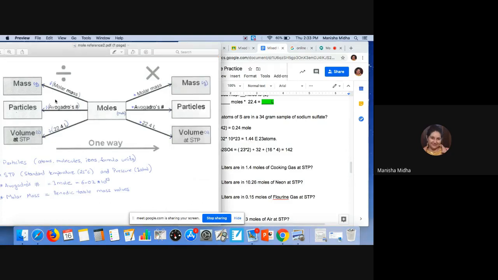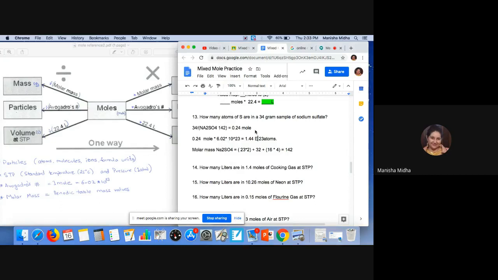So one more time, roadmap: mass to moles, you go down, and moles to particles, you go this way. First you divide, then you multiply. First time, you divide by molar mass. Second time, you multiply by 6.02 times 10 to the power 23. And we travel from grams to atoms. That's how you travel the two-step process.